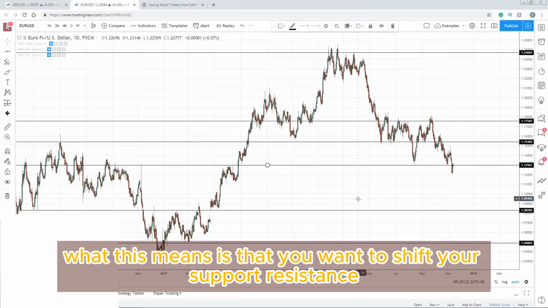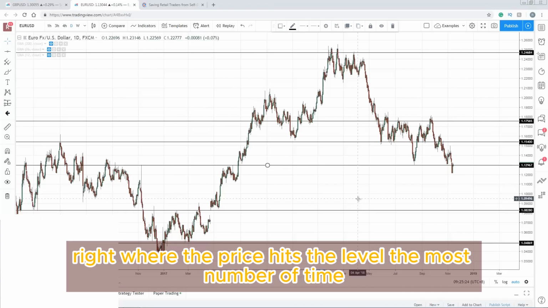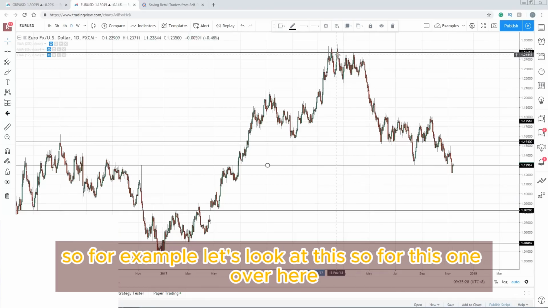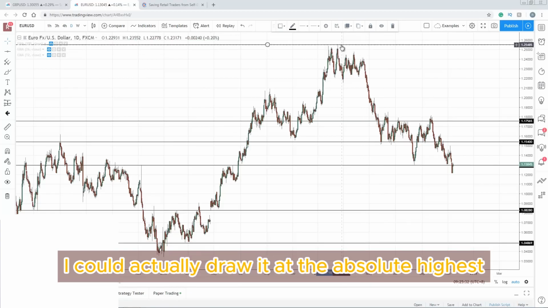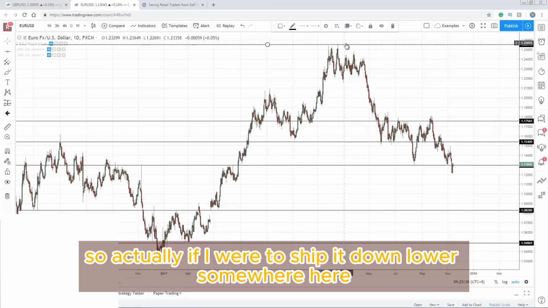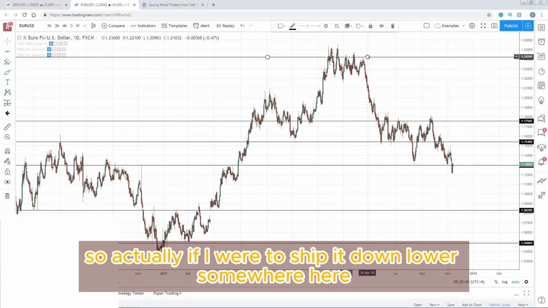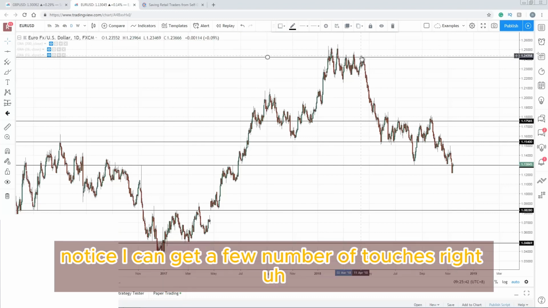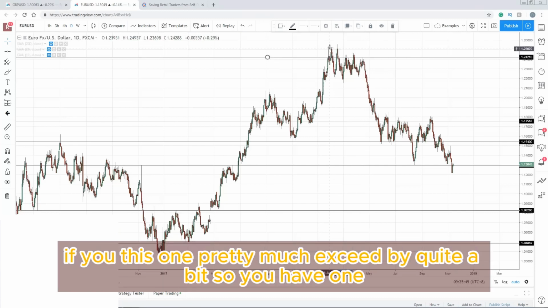What this means is that you want to shift your support resistance, right, where the price hits the level the most number of times. So for example, let's look at this. For this one over here, I could actually draw it at the absolute highs. But I don't want to, because remember, I said that I want it to touch the most number of levels. So if I were to shift it down lower, somewhere here, notice I can get a few touches, right? This one pretty much exceeds by quite a bit. So you have 1, 2, and 3.